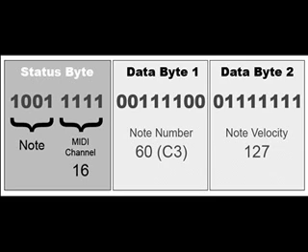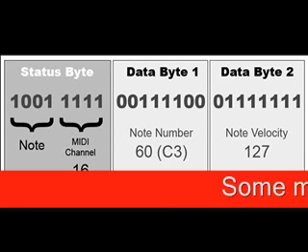So in the case of the note on message, what happens when you hit a key on the keyboard is that the note on message is generated on the particular channel that you happen to have selected, and you get 2 data bytes. One is the key that you have pressed, and the other one is how hard you've pressed the key. And when you let go of the key, one of 2 things can happen.